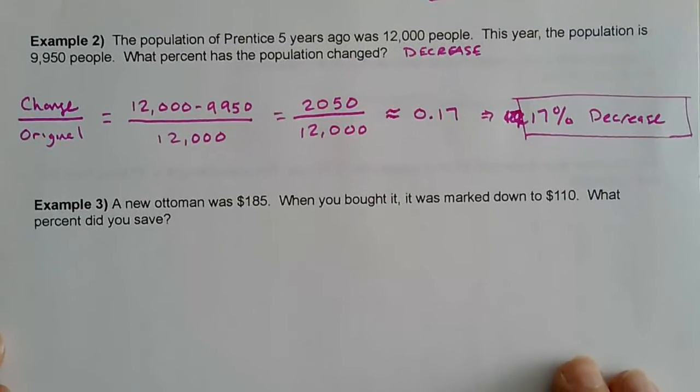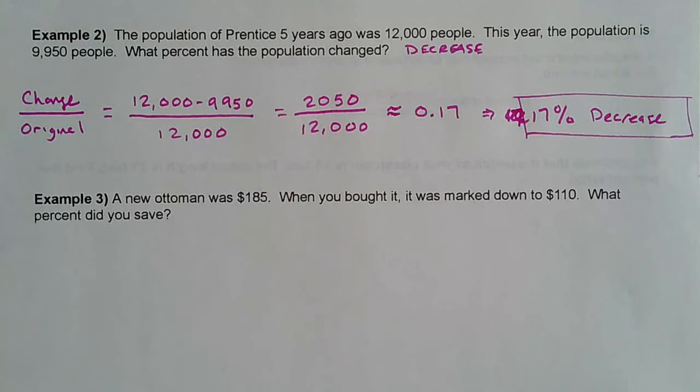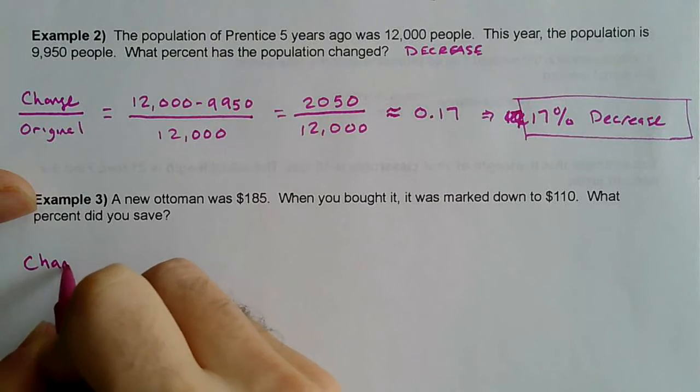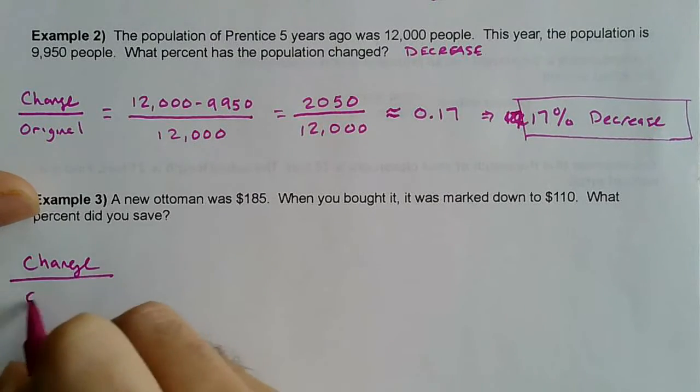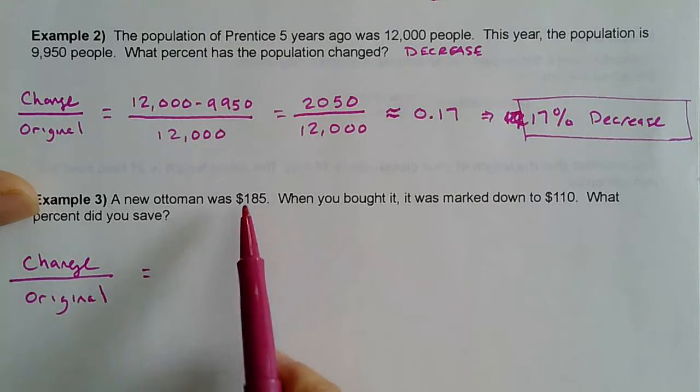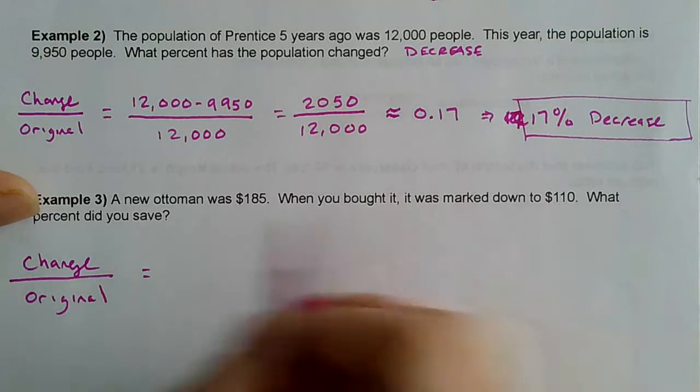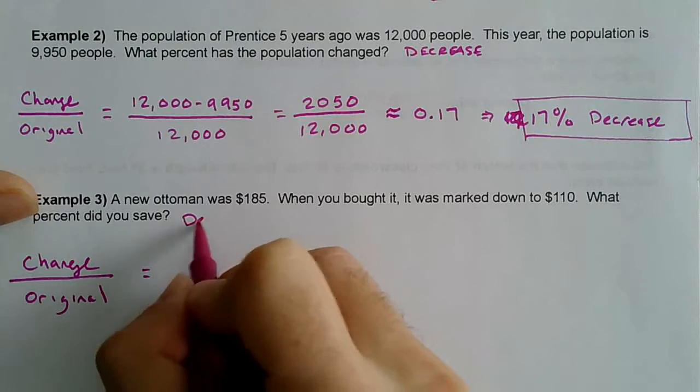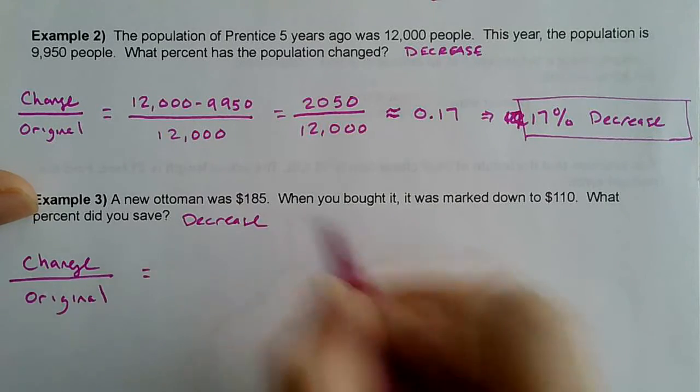Let's go ahead and do example 3. A new ottoman was $185. When you bought it, it was marked down to $110. What percent did you save? So if there was a percent off sticker sitting on this ottoman, we want to find out what that number would be. So change divided by original. It went from $185 to $110. So this is going to be a decrease, which is good. We're saving money.